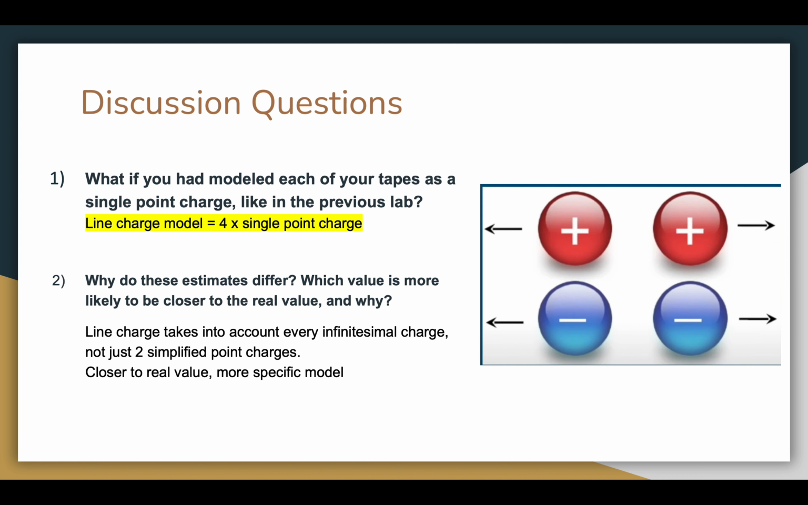These estimates differ because the line charge takes into account every infinitesimal charge, not just the two simplified point charges. This means greater charges are needed to span all that distance with an equal electric force. The line charge model is closer to the real value because it is a more specific model, making less dramatic assumptions. Thank you.